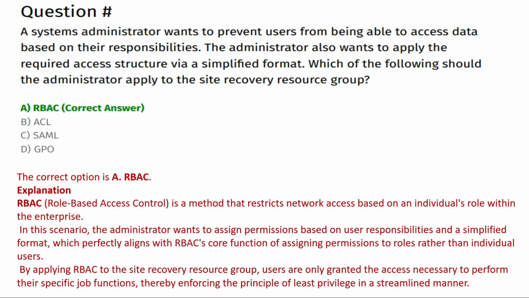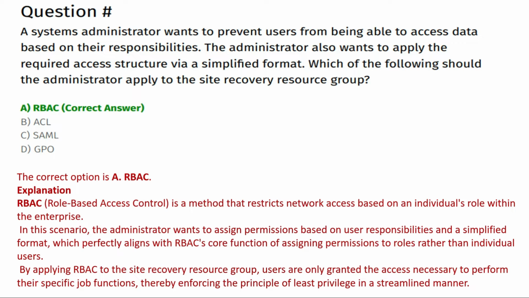Next question is, a system administrator wants to prevent users from being able to access data based on their responsibilities. The administrator also wants to apply the required access structure via simplified format. So which of the following should the administrator apply to the site recovery resource group? Option A, RBAC. Option B, SEL. Option C, SAML. Option D, GPO.